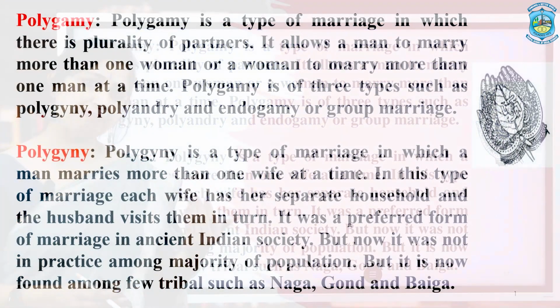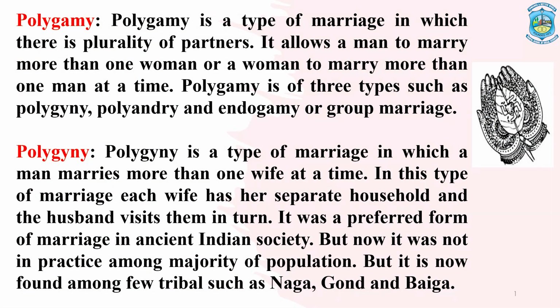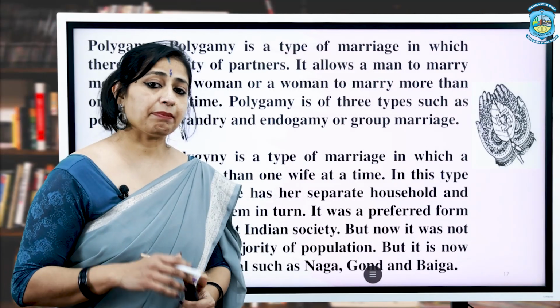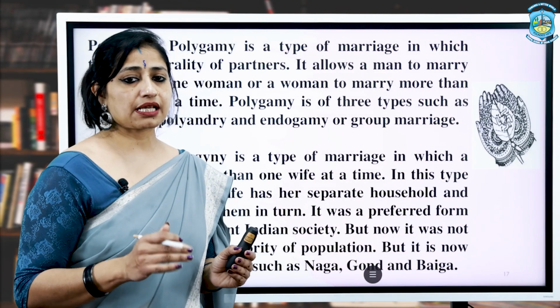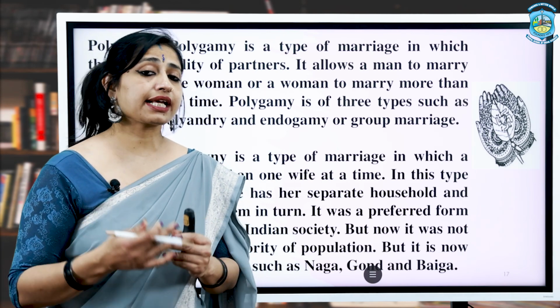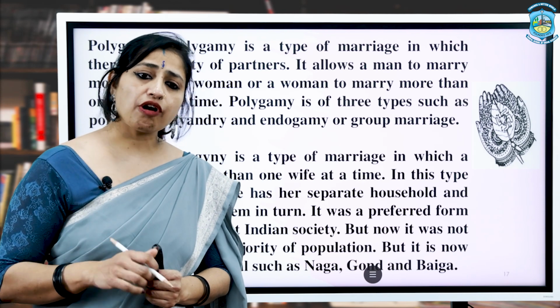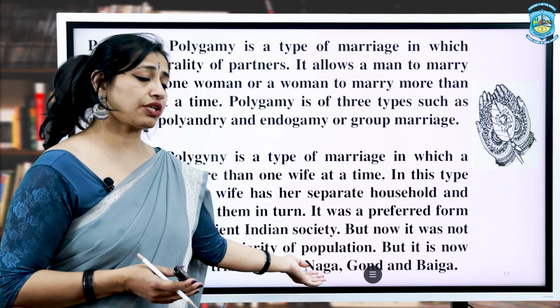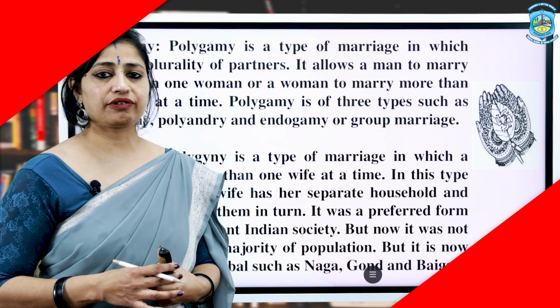Polygyny. Poly means many and gyny means female. So polygyny is a type of marriage in which a man marries more than one wife at a time. In this type of marriage, each wife has a separate household and the husband visits them in turn. It was the preferred form of marriage in the ancient Indian society, but now it is not in practice among the majority of the population, as monogamy is the universally accepted form of marriage. But it is now found among a few of the tribals such as Naga, Gond or Baiga tribe.